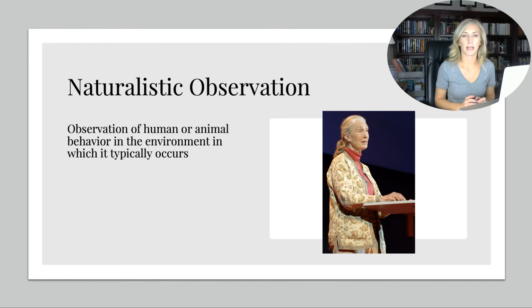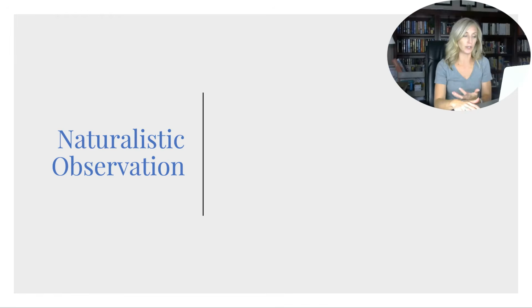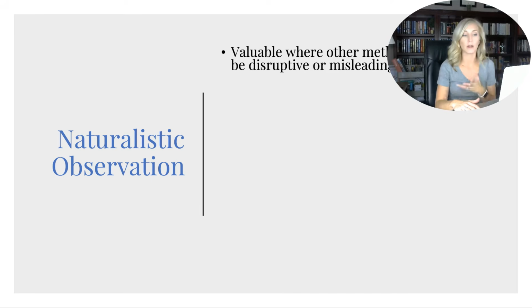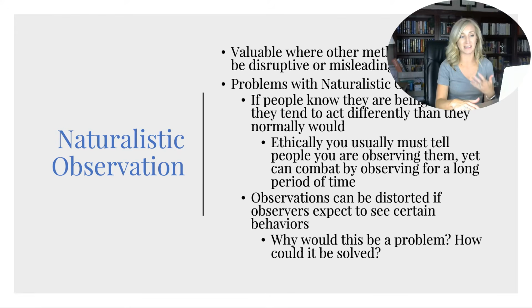All right, the first one we're going to look at is naturalistic observation. It's just observation of human or animal behavior in the environment in which the behavior typically occurs, right? Jane Goodall is an example of this, where she went and lived with groups of gorillas in order to simply observe their behavior. When you are doing a naturalistic observation, you are not interfering or manipulating anything at all. You're simply observing. And that really can glean a lot of really good information. So it's valuable where other methods are likely to be disruptive or even misleading.